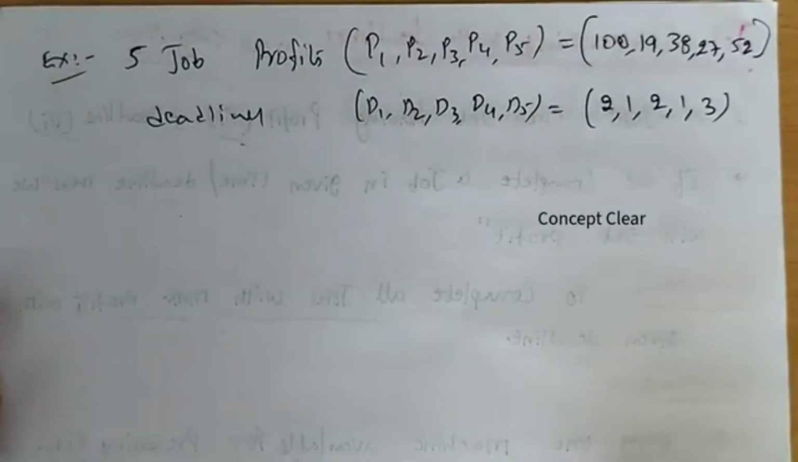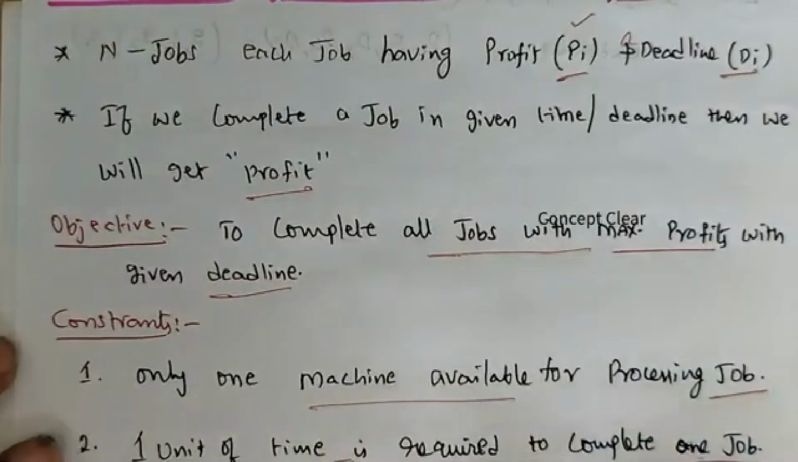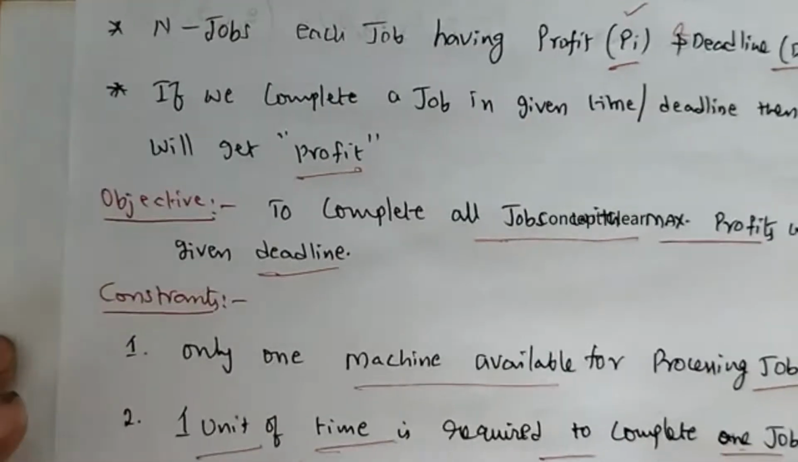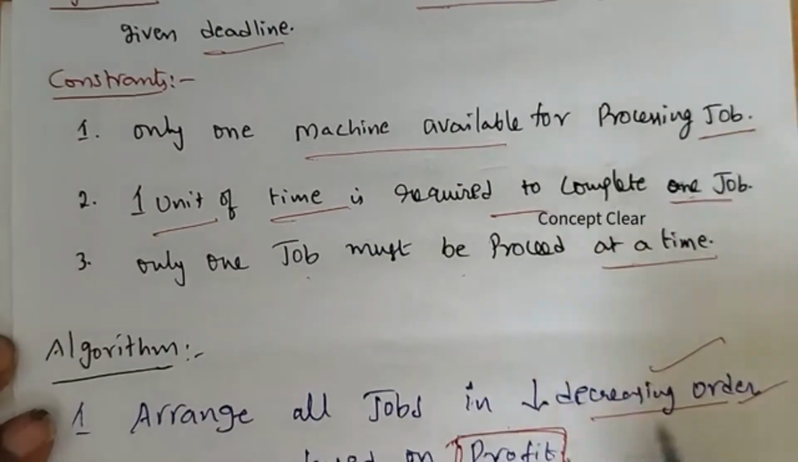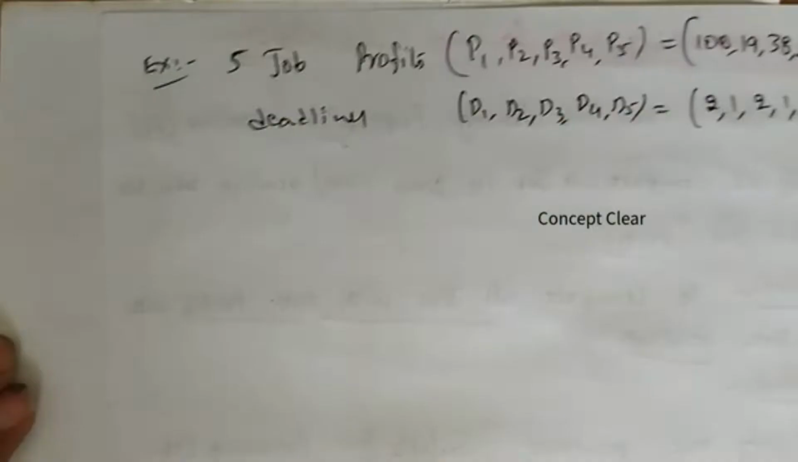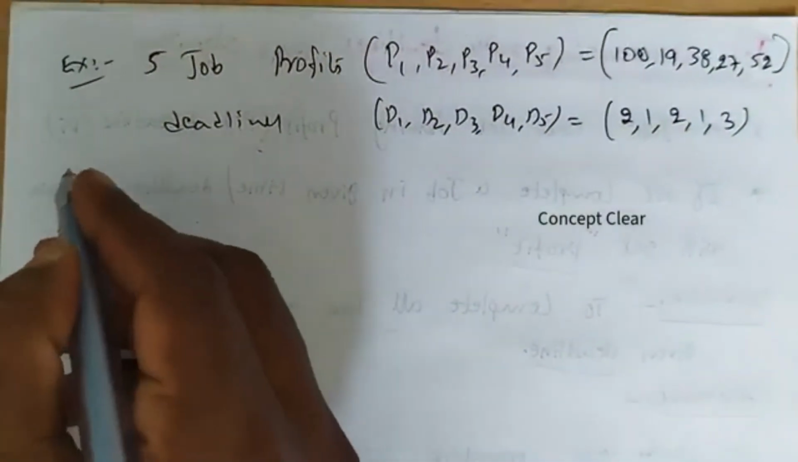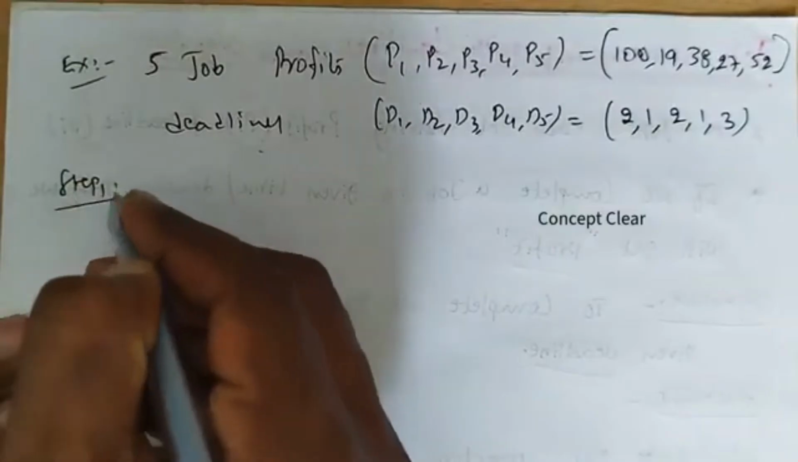What is the first step here? The first step is to arrange all the jobs in descending order based on the profit. So in step 1, I am arranging all the jobs based on the profit.